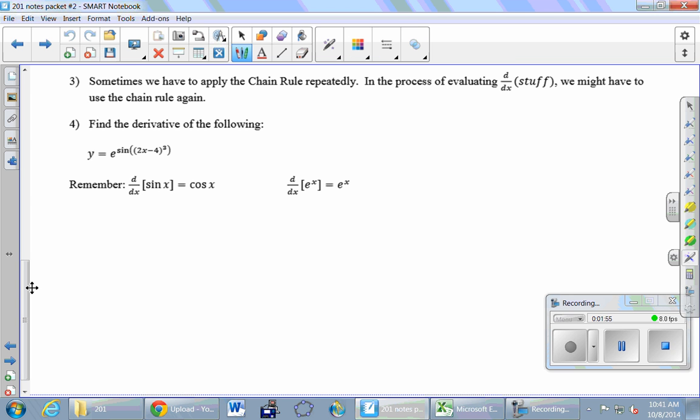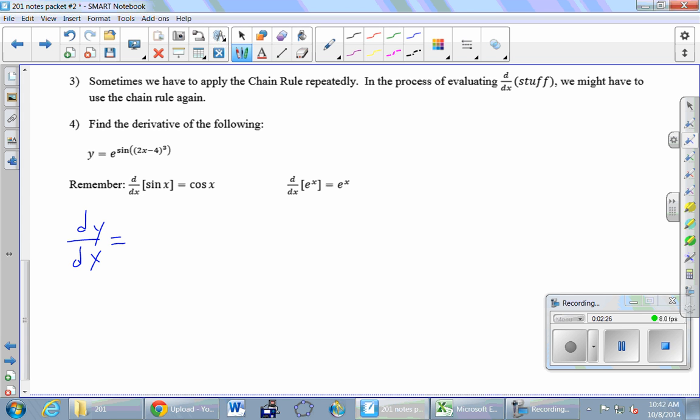Okay, so let's try finding the derivative of this: y equals e to the sine of (2x minus 4) cubed. It's the most complicated function to date that we will take a derivative of. Now there are a couple of derivative rules that we don't have yet officially, so I will tell you that the derivative of sine x is cosine x. We'll see that soon enough. And the derivative of e to the x is itself, it's just e to the x. So let's find the derivative of this guy. So we'll use our good notation, dy dx equals.